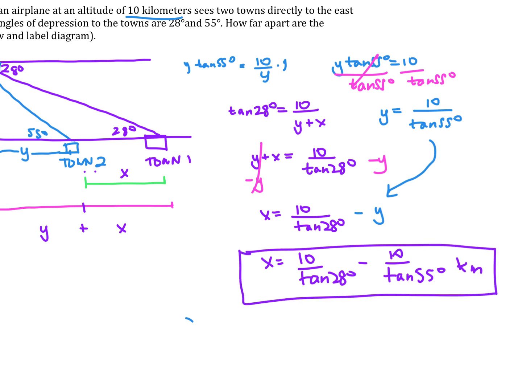There is no cotangent button, right? So you have to do 10 divided by tangent of 28, right? Make sure you have enough parentheses when you're plugging it in. When you plug it all in, the distance is 11.81 kilometers between the towns.